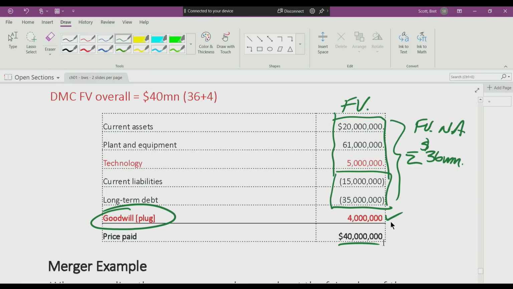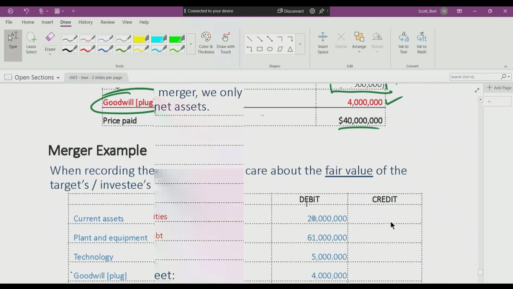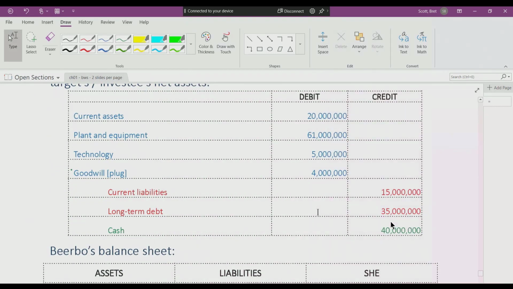What do I do next? Record the journal entry, and it looks pretty simple and straightforward because it is. All of these accounts that we bring on board, for instance, we are recording these at fair value. Their current assets are credited. We debit our current assets.